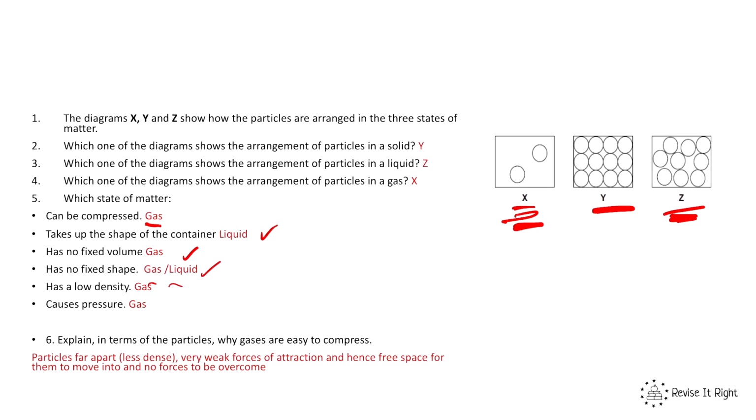Which one has the lowest density? Well, that is our gas, as we can see here. And which one causes pressure? Again, that would be the gas, when it's exerting its force on the walls of the container. Explain in terms of the particles why gases are easy to compress. Well, particles are far apart, i.e. they're less dense, there's a very weak force of attraction and hence free space for them to move into and no forces to be overcome, and therefore gases can be easily compressed.